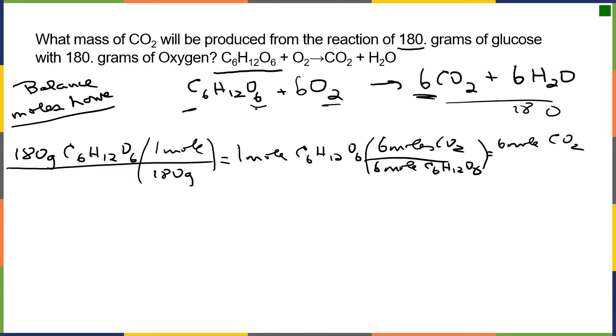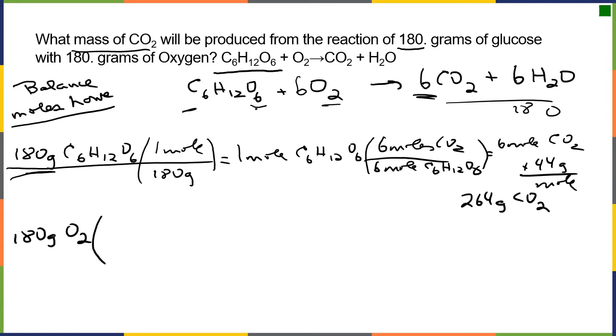We need grams because that's what we're being asked here at the end. So we know that's going to be multiplied by molar mass. So if we multiply this by 44 grams per mole, we're going to end up with a total of 264 grams of CO2, starting with our glucose. Let's do the same for oxygen. 180 grams of oxygen. We know to go from grams to moles, and again, it's always moles of what we have, we're going to divide by the molar mass.